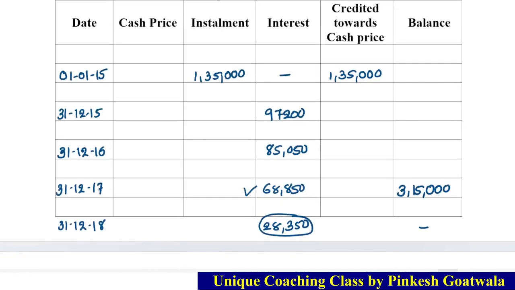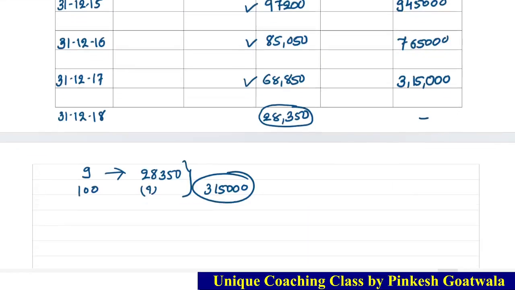In 68,850, how much will come? So you will get 7,65,000. For this, okay, 85,050 into 100 divided by 9. So 9,45,000. Same step for here. So you will get 10,80,000. Clear? Okay. It is the same point that we saw in the previous sum, in the same way.